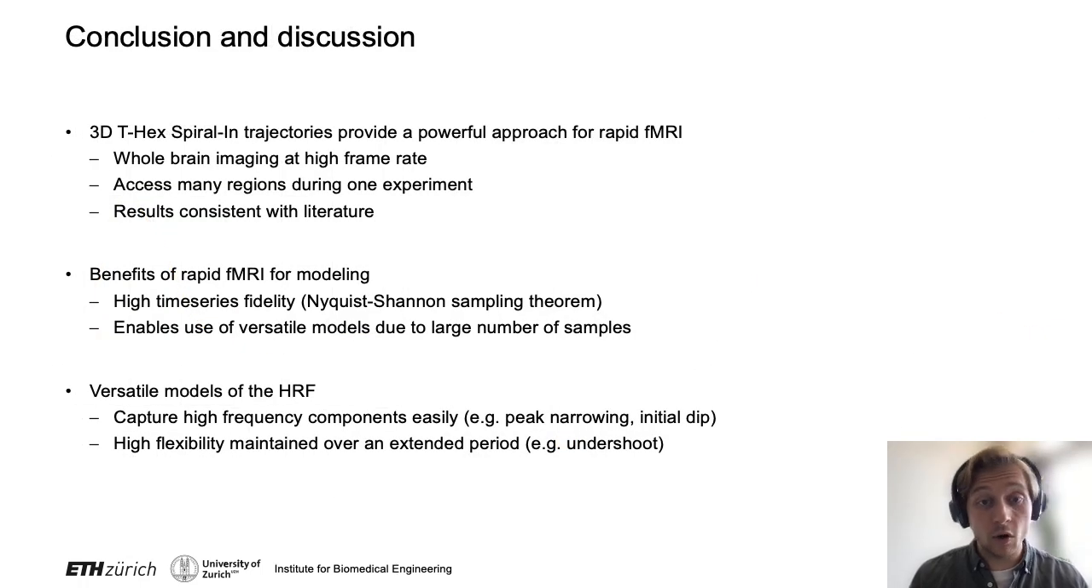So with this, I hope I could convince you that 3D spirals provide a powerful approach for rapid fMRI. We could do whole brain imaging at a really fast sampling rate, and this gave us access to many different brain regions within one experiment. And most results we've seen were consistent with what we know from literature. The benefits of rapid fMRI in general are clearly the high time series fidelity, especially that you can truthfully recover high frequency components. And it also enables the use of extremely versatile models like the 160-bin FIR we could use here.